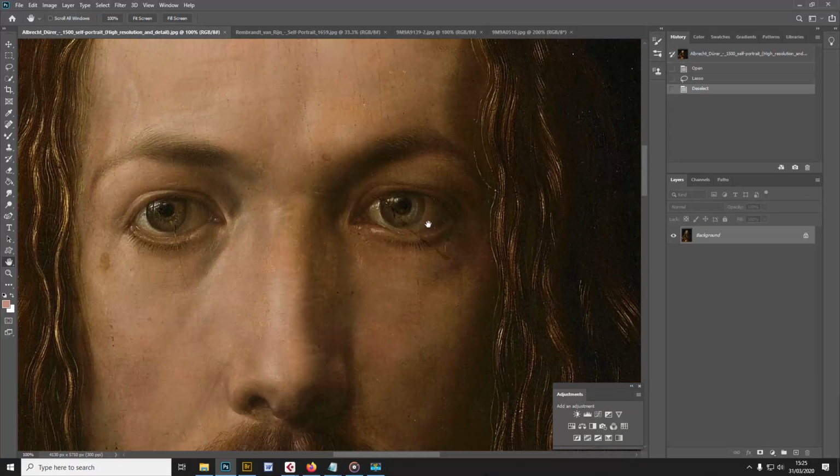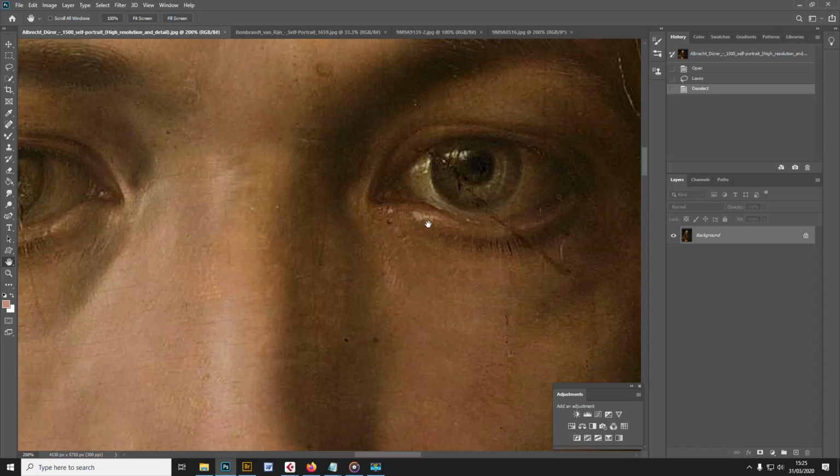On the other eye, we do have some slightly unfortunate marks on this painting, but again we can see that Durer's gone to considerable trouble to render this complex reflection.